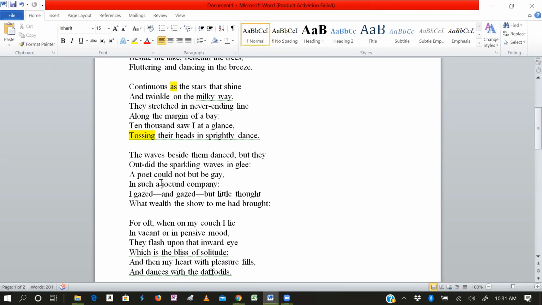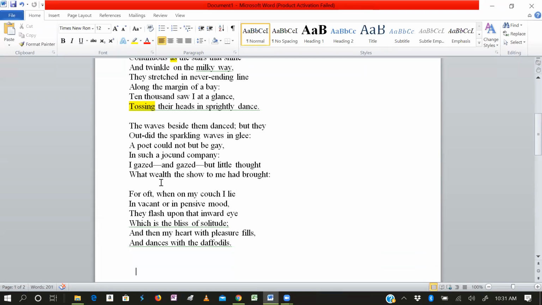So we move to the last stanza. Now he is recalling things. He has visited the place, and after visiting the place, he is very happy. Now he has come back to his home and he is recalling. He is lonely, in solitude, recalling the scene of nature. Oft means often.